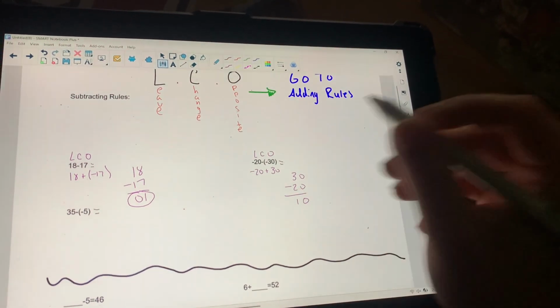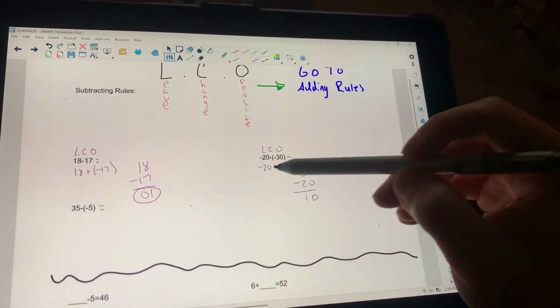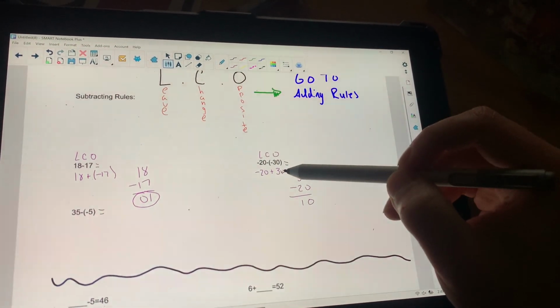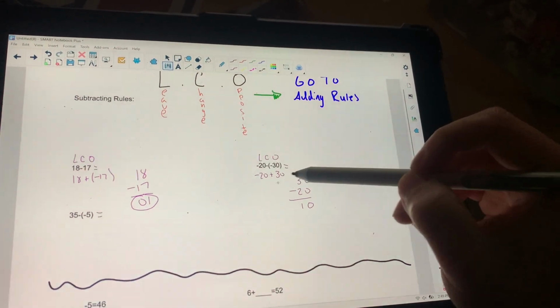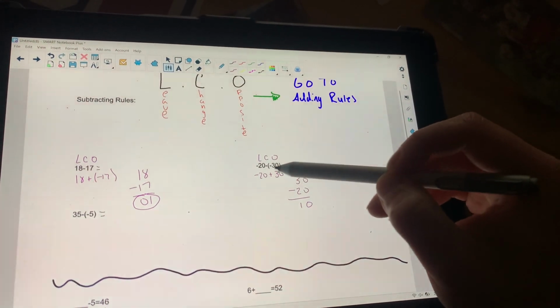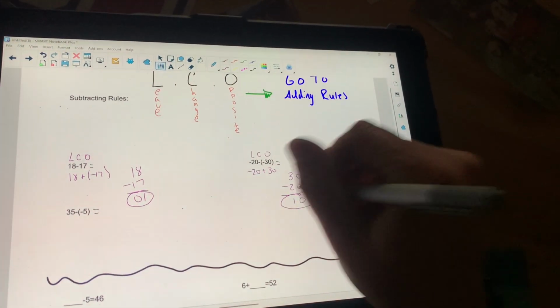So we've got 10. Which one has a larger absolute value? 30 or negative 20. 30 is further from 0. It's 30 spaces away. Negative 20 is only 20 spaces away. So I take the sign of my larger absolute value, which is 30, which is a positive. We have positive 10.